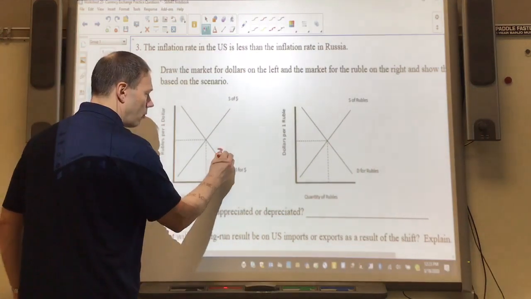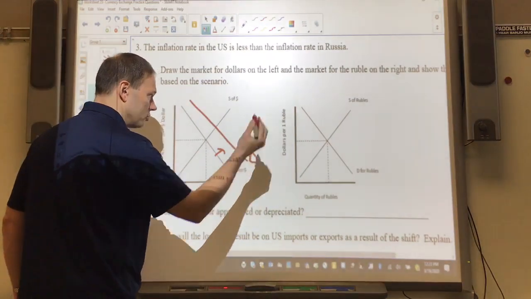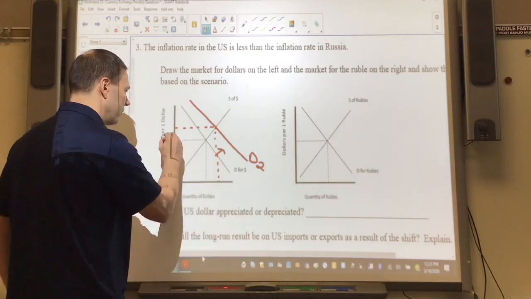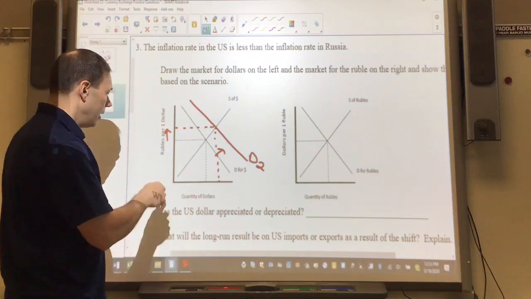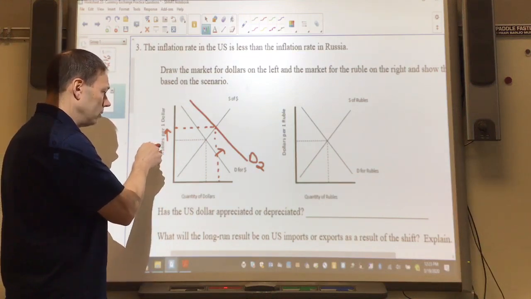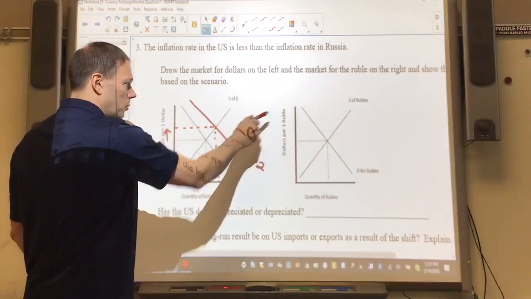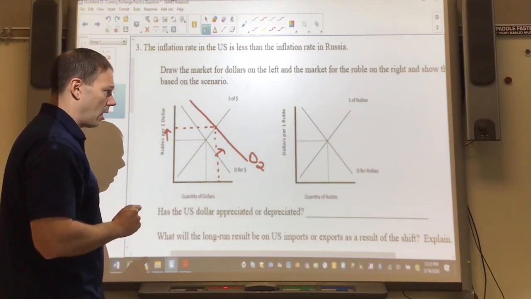Or what makes more sense to me, American goods are cheaper. More countries like Russia want to buy American goods, and that's going to cause the demand for the dollar to increase because you need more dollars to buy our goods. And so again, we're talking about rubles per dollar on this axis, just like this is the dollar market, or sorry, this is the ruble market, so it's dollars per ruble. Okay, this is the dollar market here, so it takes more rubles to get a dollar.